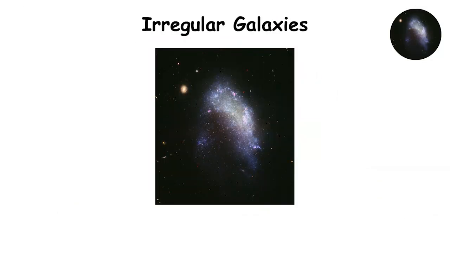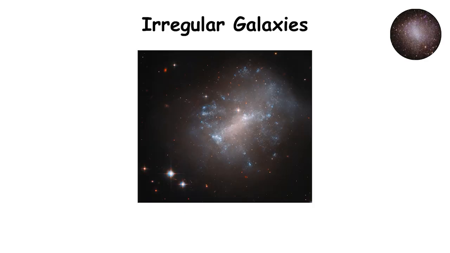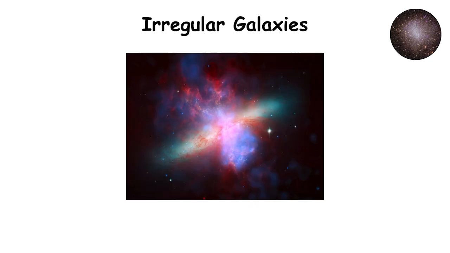Irregular galaxies are the cosmic rebels of the universe. They don't follow the neat shapes of spirals or ellipticals. Instead, they appear as messy, lopsided collections of stars and gas, with no particular structure. What makes them special is that they're packed with gas and dust, which fuels intense star formation, often at much higher rates than more organized galaxies. Most are small dwarf irregulars, but they're actually quite common throughout space.